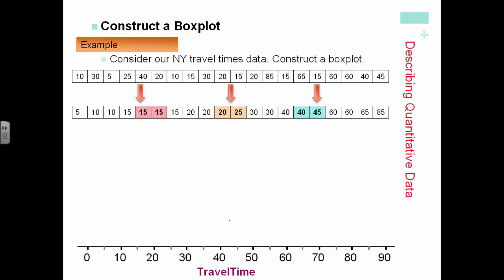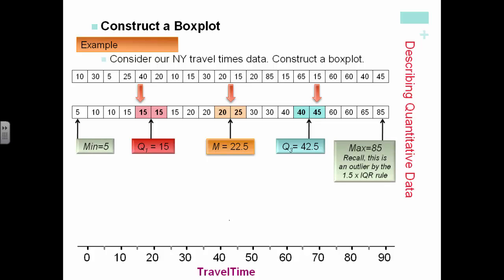We're back to the New York example. We're going to construct a box plot. We've already found the median, Q1 and Q3. We also know what the minimum and maximum are. Now recall that the 85 is an outlier by the 1.5 times IQR rule.